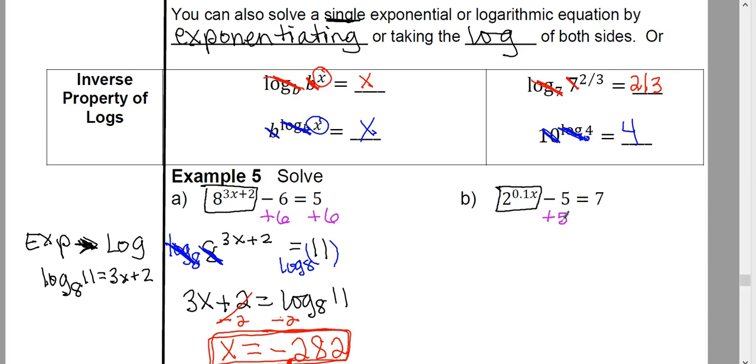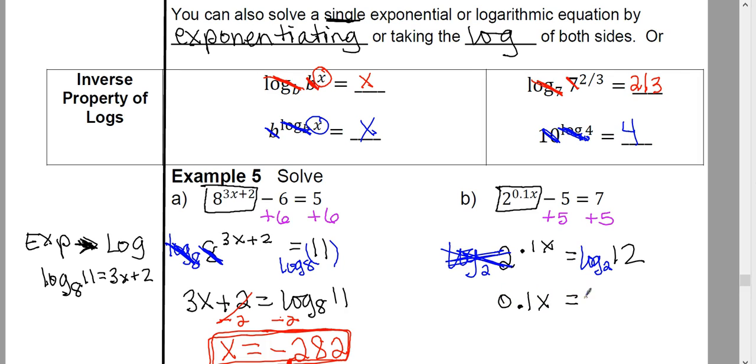Alright, so plus 5, plus 5. So we're going to get 2 to the 0.1x, because that's the part we're trying to get by itself. 2 to the 0.1x is 12. There's no a value, so I don't have to multiply or divide. To get rid of the base 2, I take log base 2 of both sides. So this cancels out with this, and I'm left with 0.1x equals log base 2 of 12.